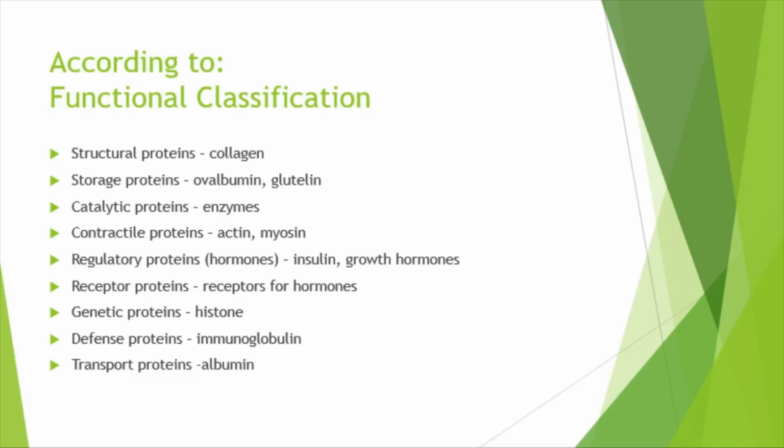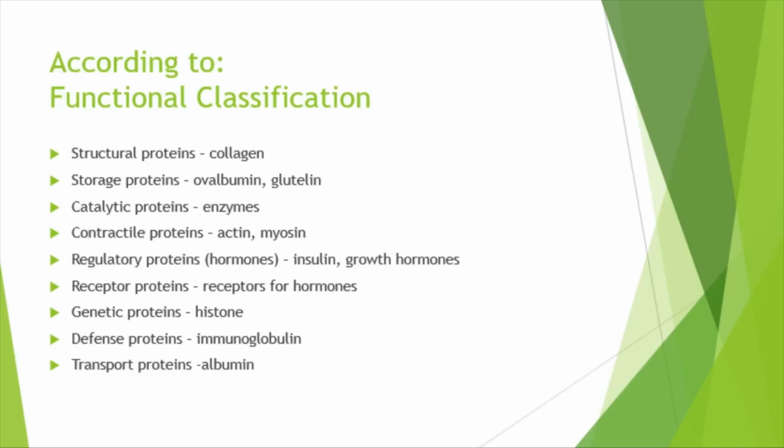We also have storage proteins. Examples of this are ovalbumin and glutenin. We also have catalytic proteins. These are your enzymes, because again, your enzymes are protein in nature. We also have contractile proteins. We have actin and myosin, which are present in your muscles. We also have regulatory proteins. These are your hormones, for example insulin and growth hormones. We also have receptor proteins. These are the ones that act as receptors for hormones or for your regulatory proteins.